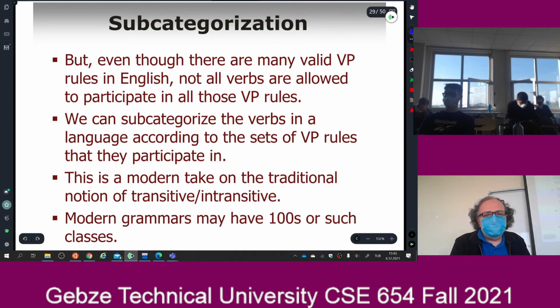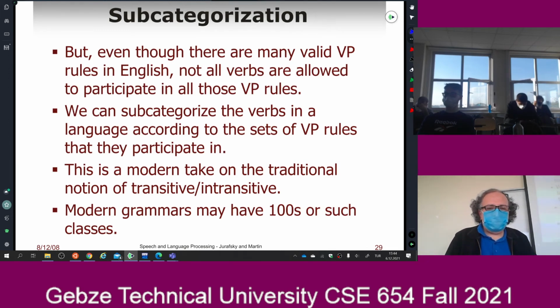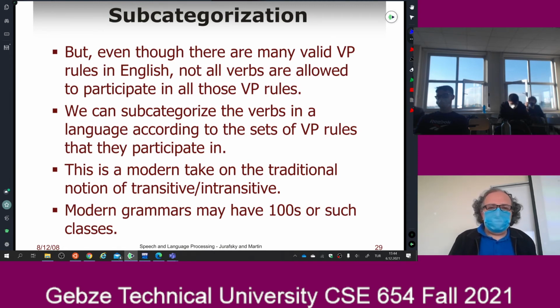Come up with a different set of rules for different sets of verbs. And if you do that, you will end up having hundreds or more classes of verbs and nouns and different specialized rules. And if you do that, you will end up having thousands of rules in your grammar set, which will be very difficult to deal with and difficult to document and difficult to talk about. Okay? So what are we going to do? For now, we are going to ignore these kinds of problems.